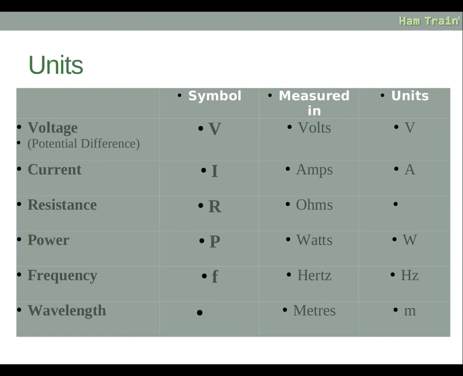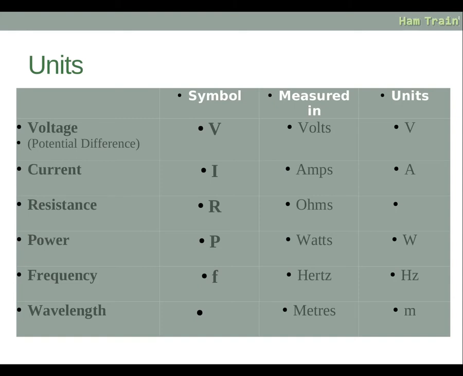We have current. The symbol is I, which is a bit unusual. You'd expect it to be A, but A is used for other things. It's measured in amps, and the units are amps, so you would have 10A or 10 amps written out. We have resistance. The symbol is a capital R. It's measured in ohms, and the units would be in ohms as well. And ohms are a capital omega Greek symbol.